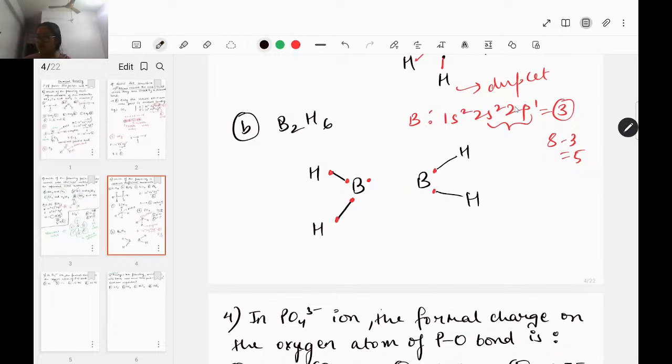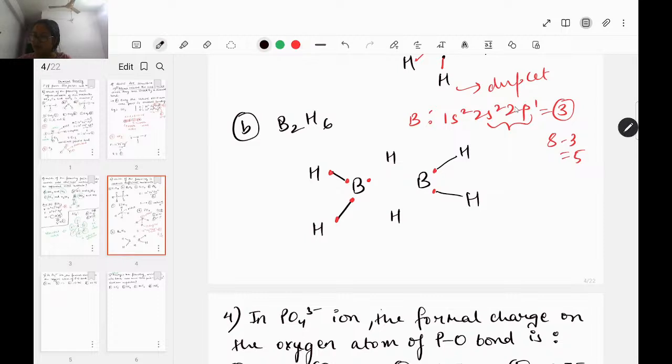Okay, so now we have already drawn 4 hydrogen atoms of B2H6. So now we only have 2 hydrogens left. What to do with those 2 hydrogens? We put them in the middle. These 2 hydrogen atoms are actually very confused. They don't know which boron atom to approach. So they decide that okay, we will bond with both the boron atoms.